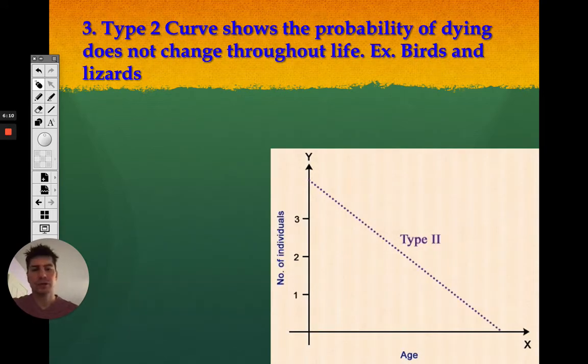Type 2. This is where the probability of dying does not change throughout life. So like things like birds and lizards, they're not going to live as long as us. And every day is kind of a fight for survival, where we're going to have a lot dying each day, but that continues throughout the whole organism's lifetime.